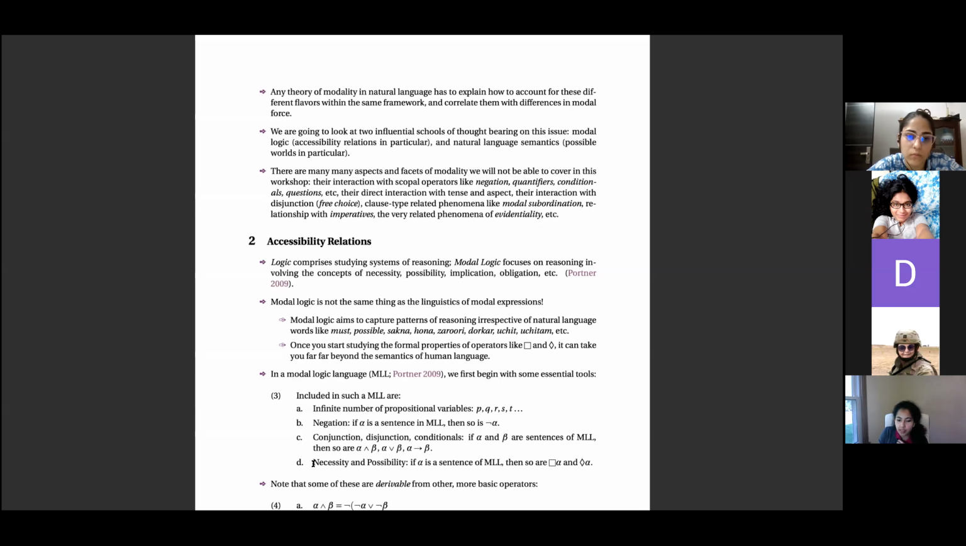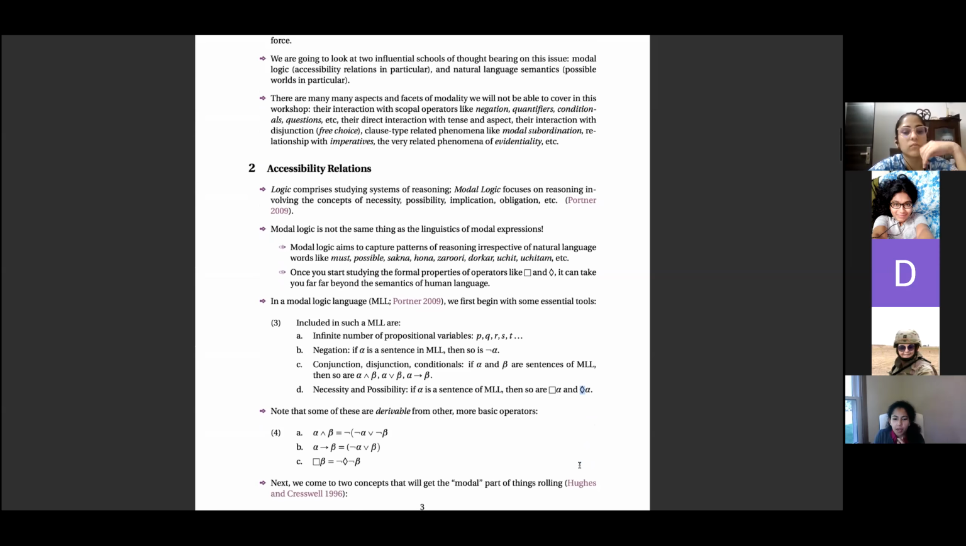And then we have necessity and possibility. So if alpha is a sentence of this language, then necessarily alpha is also a sentence of this language, and possibly alpha is also a sentence of this language. For people who haven't seen the box and diamond before, it just means necessarily and possibly. They're operators borrowed from modal logic to capture the quantificational force.